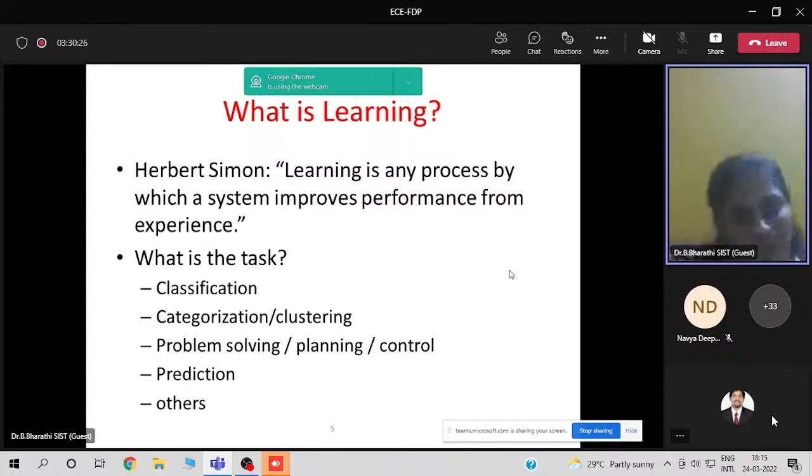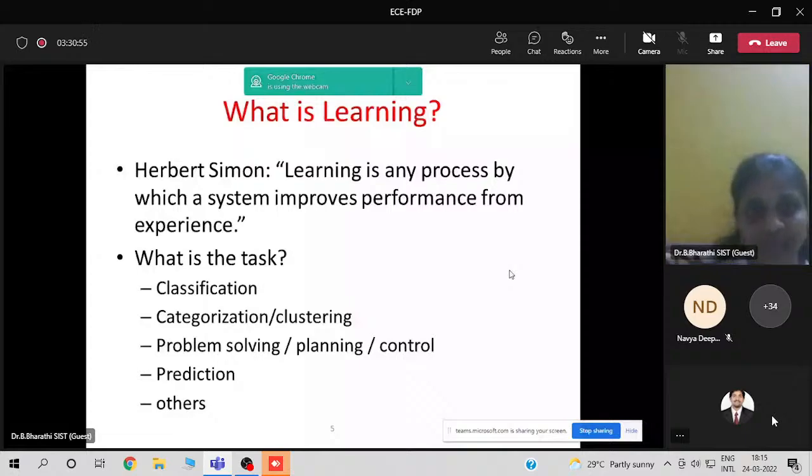Okay, so there are a number of tasks which are connected to or related to learning, but we will try and list only those tasks which sound very close to artificial intelligence. Such tasks are classification, categorization or clustering, problem solving, planning, control, prediction, etc. There are a number of tasks that we call learning, but I'm just trying to list out very few here.